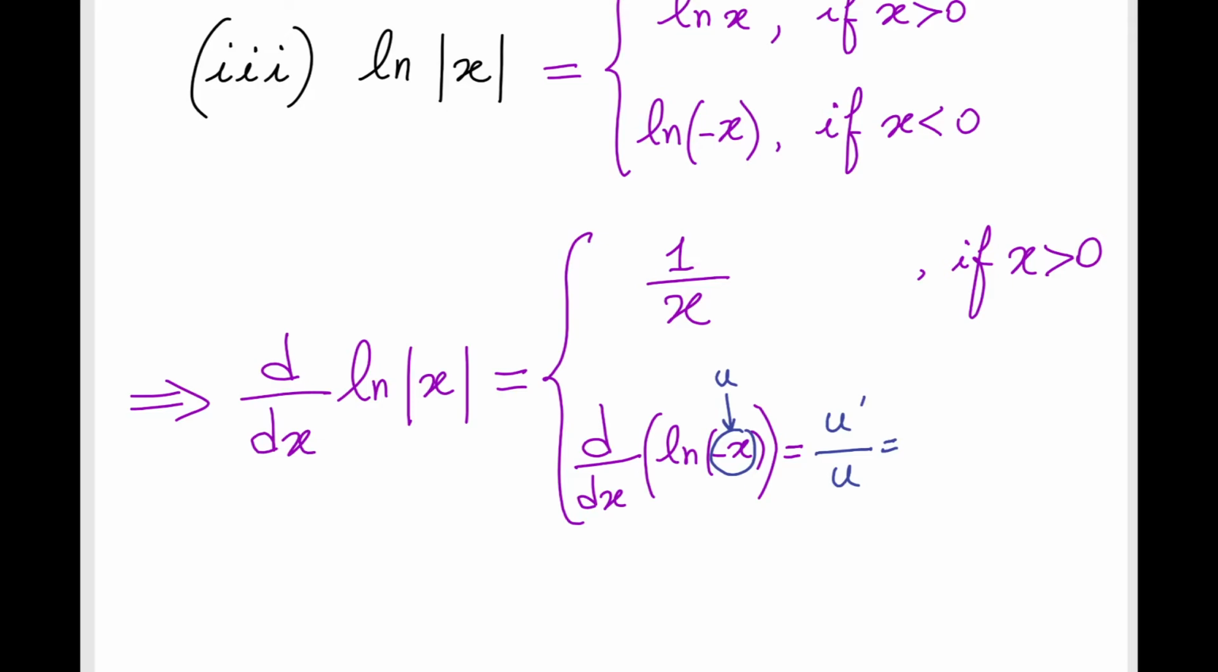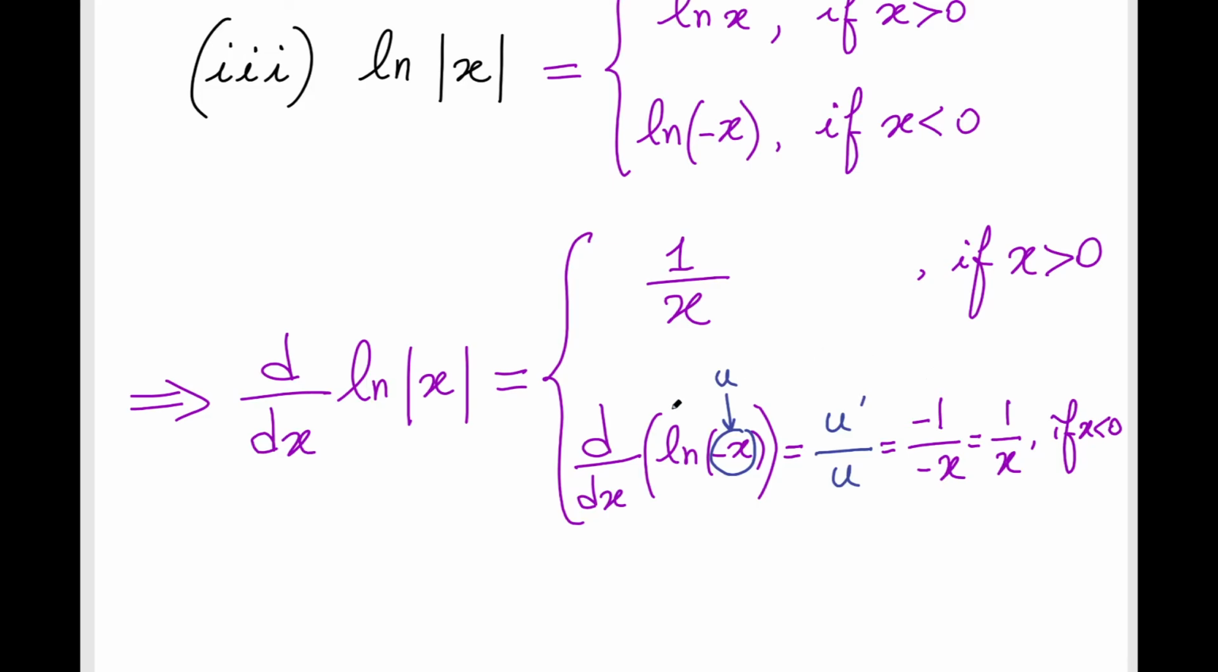Okay. And what's u prime over u? What's u prime? What's the derivative of this with respect to x? Negative 1. And what's u? u is also negative x. So how much is this? That's 1 over x again. 1 over x again, if x is negative now.